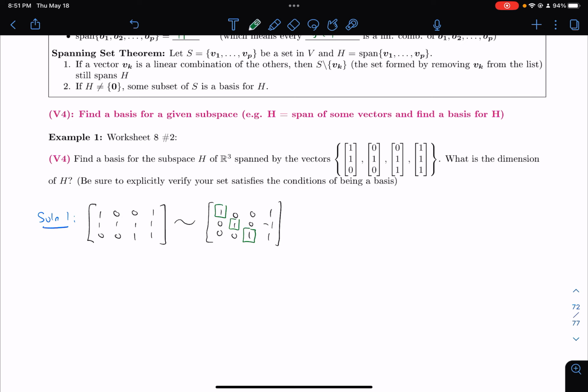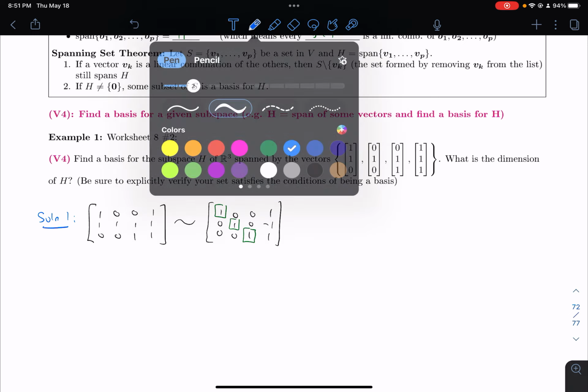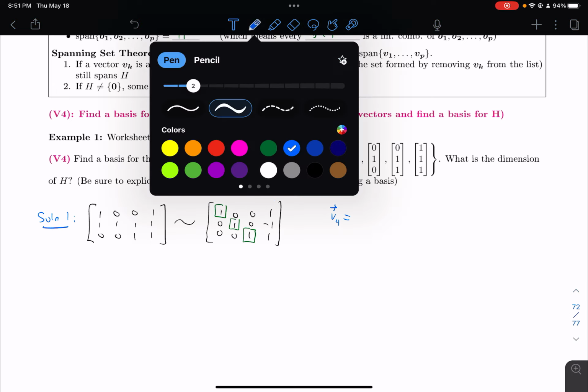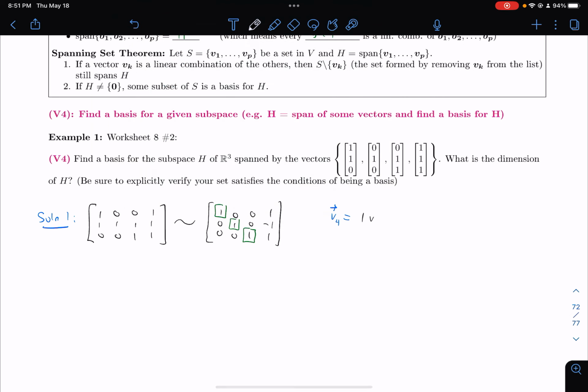Okay, so I noticed that this last column doesn't have a pivot. And because of that, it's going to be a linear combination of the other columns. In fact, the last column, if I were to call that V4, well, if I think about these values here, it turns out that that fourth column is 1 times the first column, and then minus 1 times the second vector, and then plus 1 times the third vector.